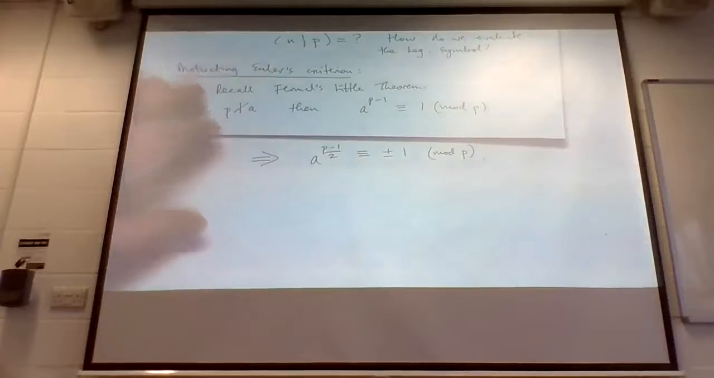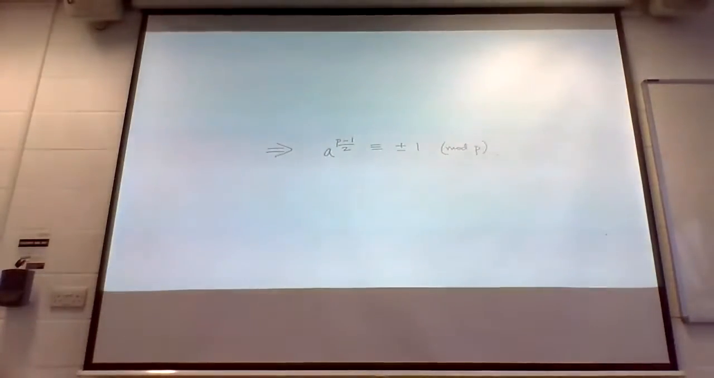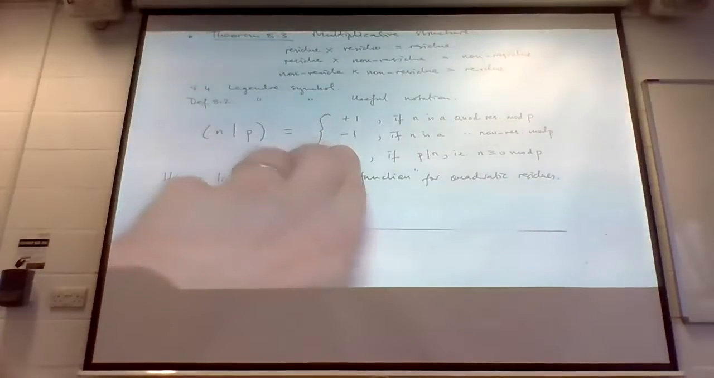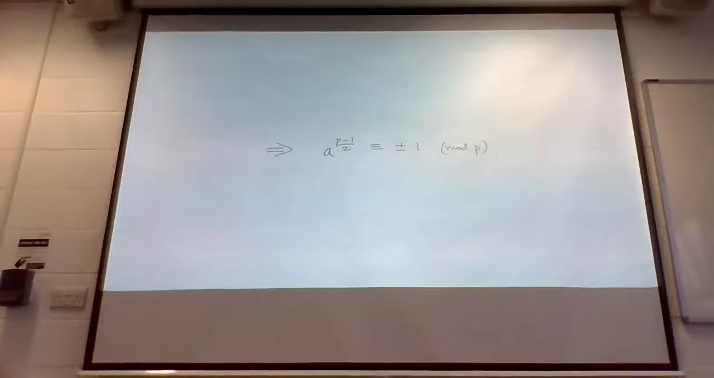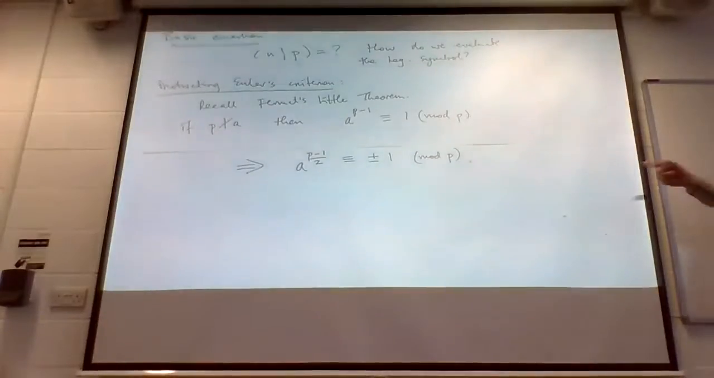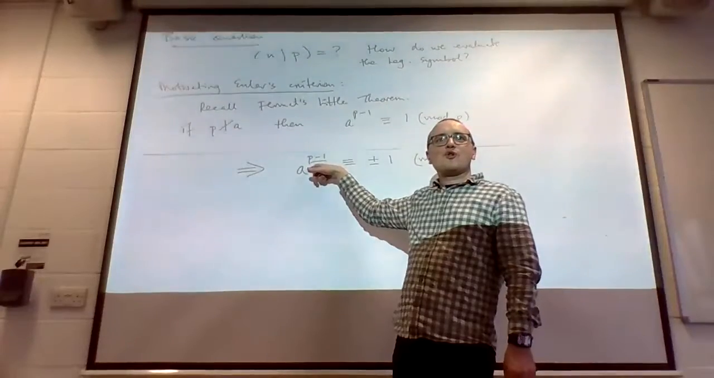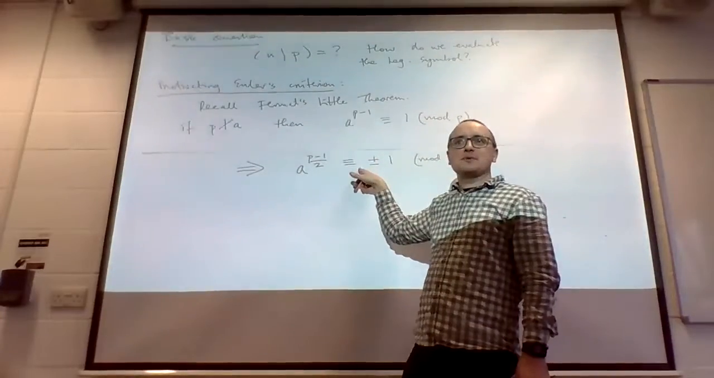Now this is very interesting, because we've just gone to the trouble of defining the Legendre symbol, which is our indicator function, which gives you values of plus 1 or minus 1, depending on whether n is a quadratic residue. And here we've got another device or quantity that gives you plus 1 or minus 1.